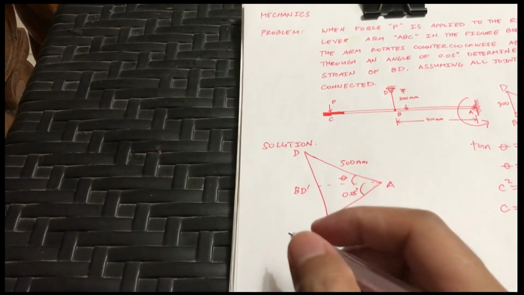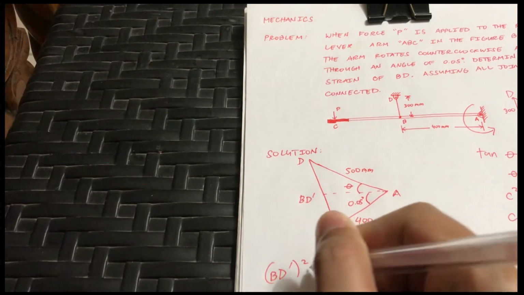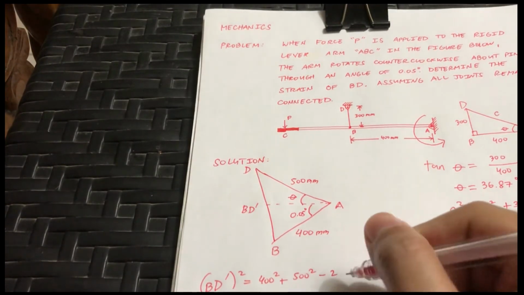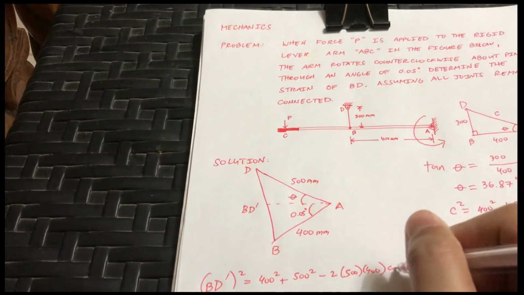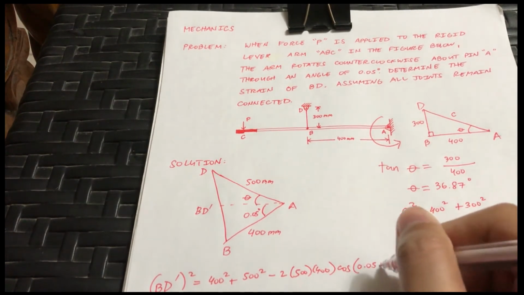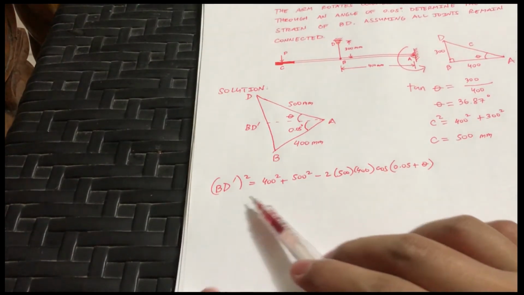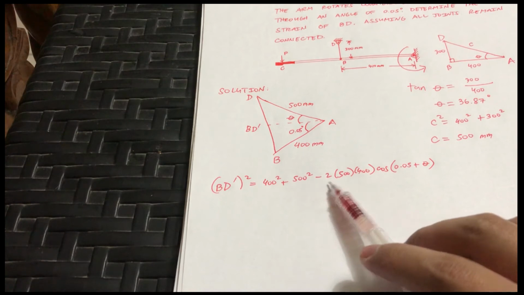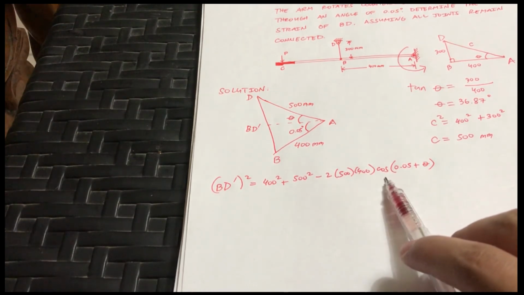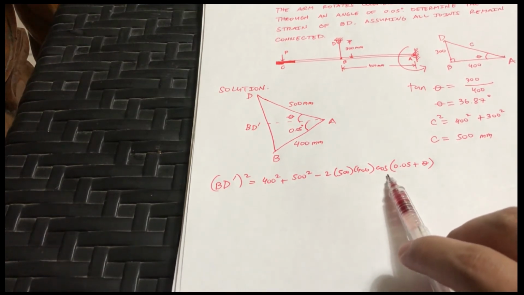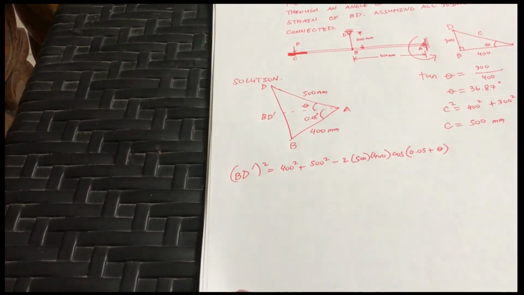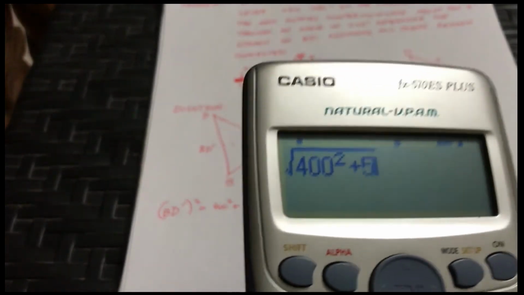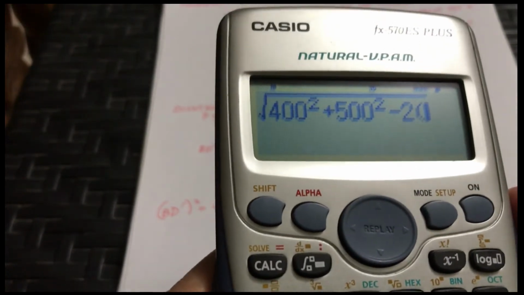We can solve this using cosine law. We have for the cosine law, BD prime squared is equal to 400 squared plus 500 squared minus 2 times 500 times 400 cosine of 0.05 plus theta. So for cosine law, the square of the unknown side is equal to the square of one side plus the square of the other side minus 2 times the length of both sides, times the cosine of our known angle, which is the angle between the two sides.